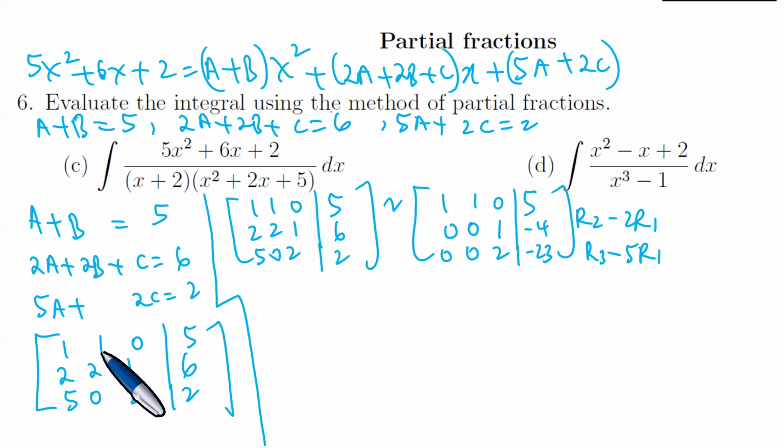So that now we have 1, 1, 5, 2, 2, 1, 6, 5, 0, 2 equals 2, and 1, 1, 0, 5. Minus 10.